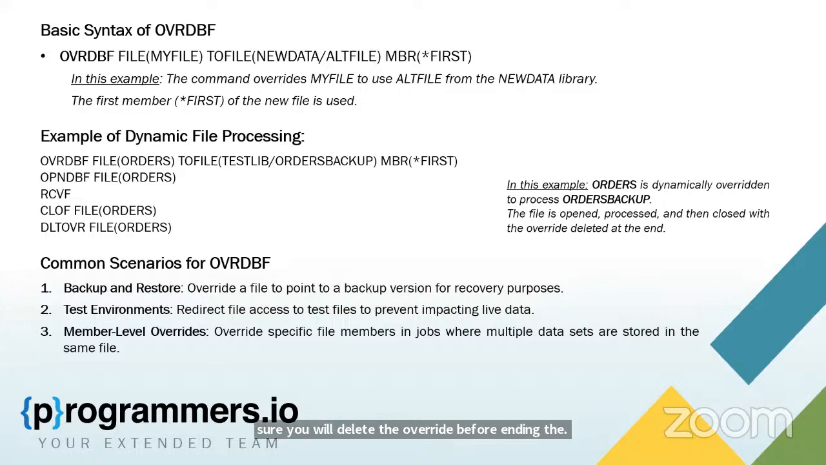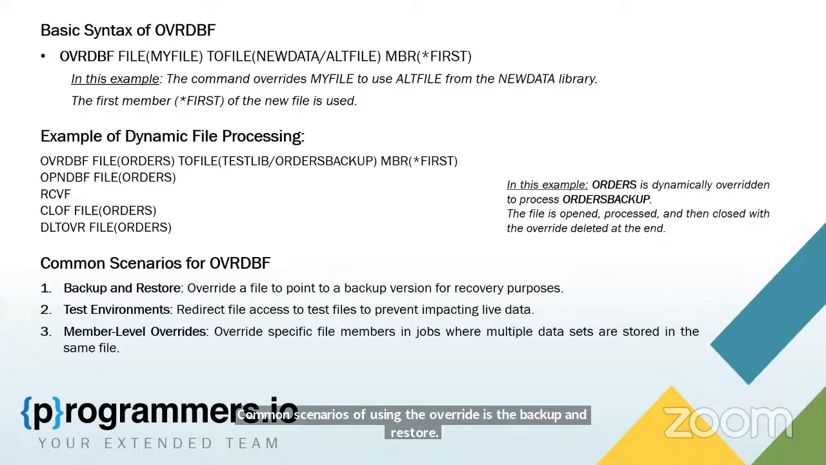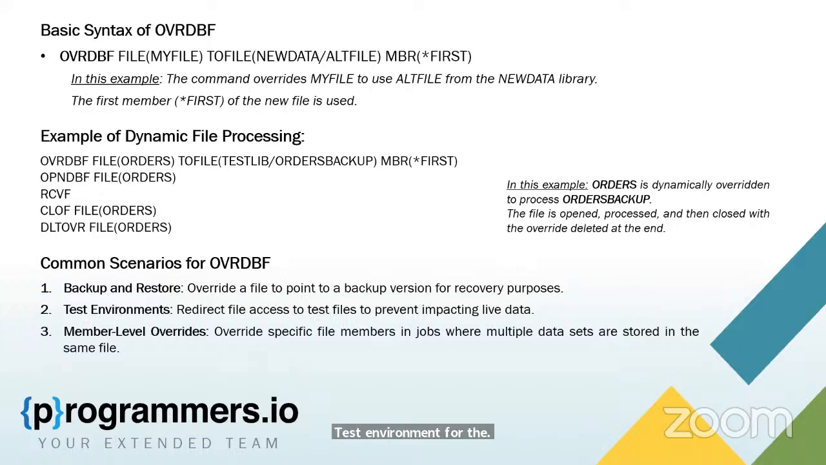Okay. Common scenarios of using the override is backup and restore. For the purpose of backup and restore, we have multiple versions of backup files, so we can use the override file. Test environment: when we are doing some testing, to prevent touching the actual live data, we can use this override functionality. Member level override is used when we have multiple members of the file and we just want to override a specific member of that file. So in this way, we can override the files.